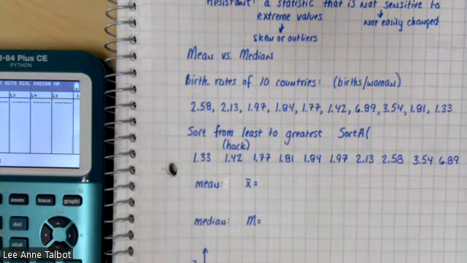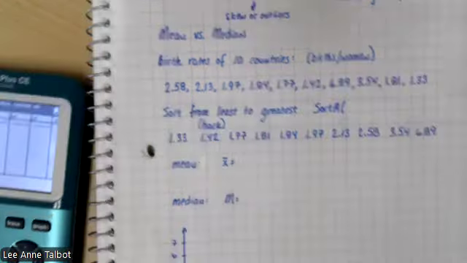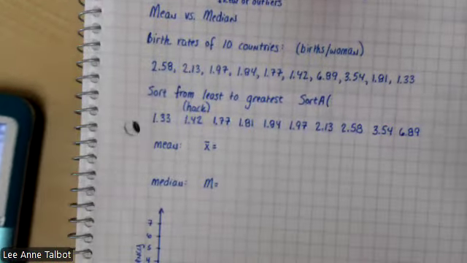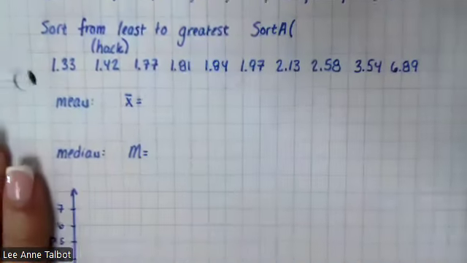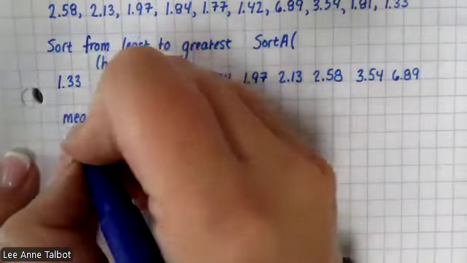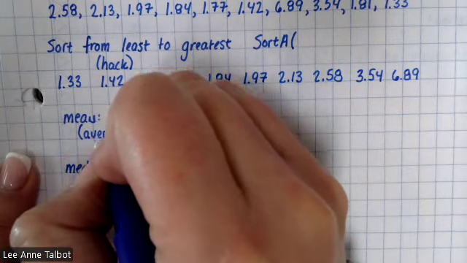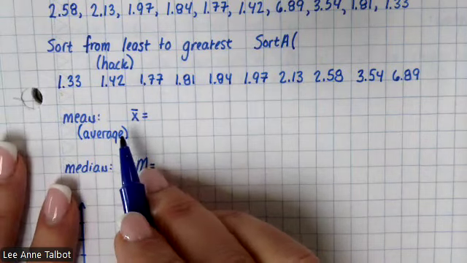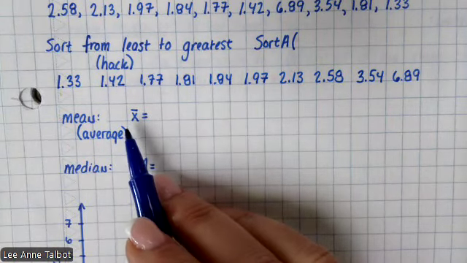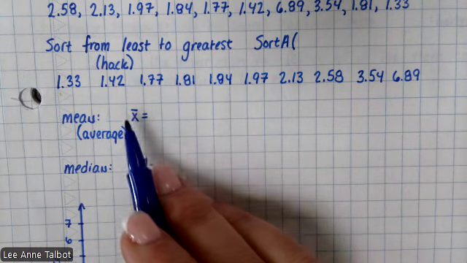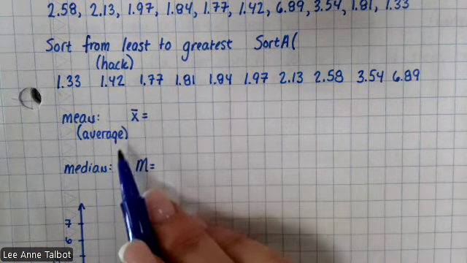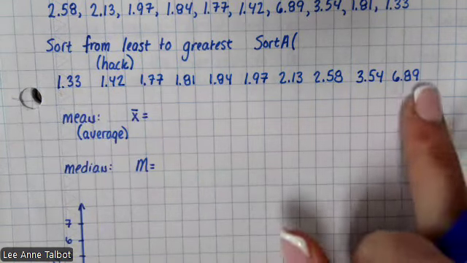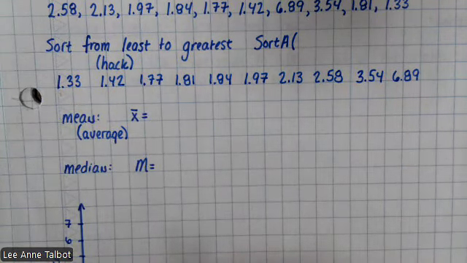Okay. 10 numbers, 10 numbers. All right, the first thing we're going to do is calculate the mean. And the mean is also called the average. Because you're working with a sample of 10 countries, the symbol that you use is X with a little line over the top. This is called X bar. To calculate X bar, you add all of the numbers and divide by how many there are.